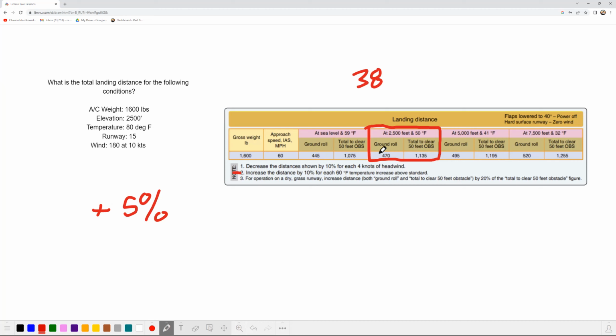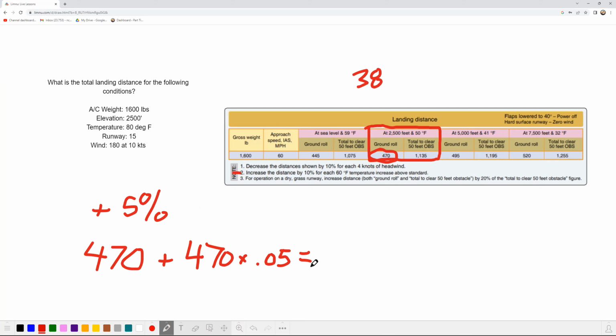And what number do we want to increase? Well, again, I said we want total landing distance. I didn't mention it over a 50-foot obstacle, so we want to use this ground roll number. So we want to add 5% to 470. The best way to do this is 470 plus 5% of 470, which is 470 times 0.05.